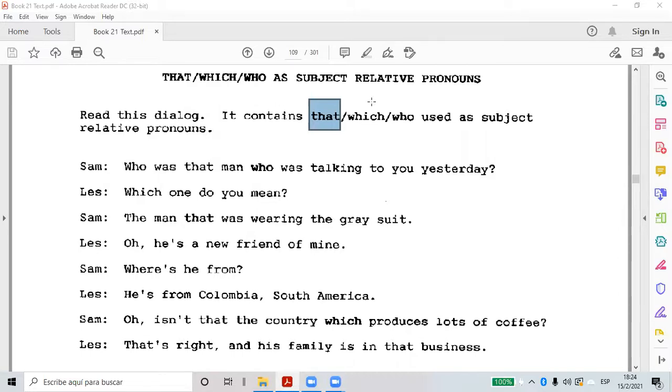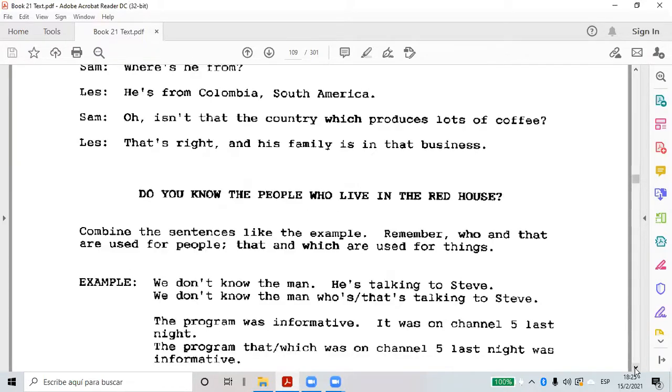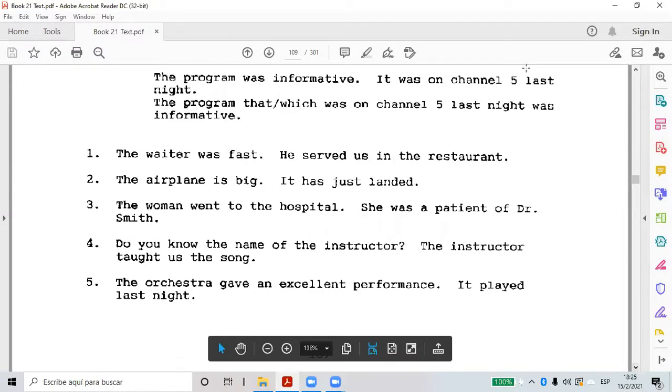Paola, number 2. The airplane is big. It has just landed. The airplane that or which has just landed is big. Okay, great.